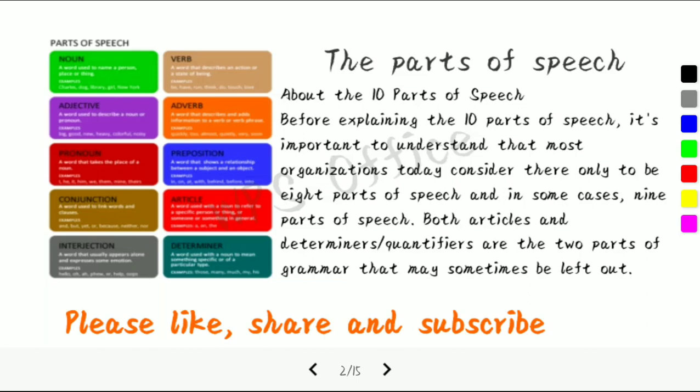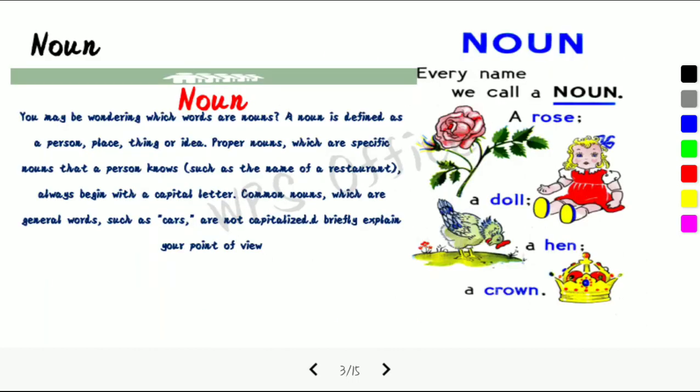Though they come under articles, we can talk about them and we can count them as a different part of speech. Okay, so let us start. First, the noun.